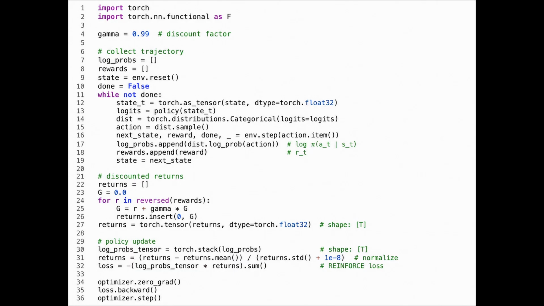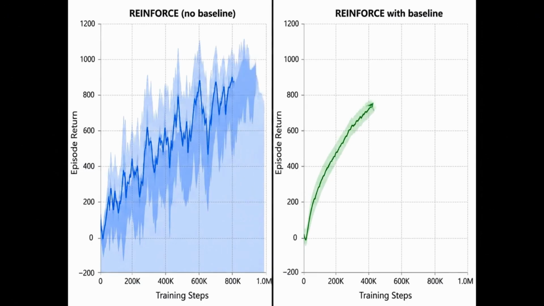In code, this is deceptively simple. You run your policy, collect a trajectory, compute the total return, and update. In Python: loss = -torch.sum(log_probs * returns), loss.backward(), optimizer.step(). The negative sign is because we're doing gradient ascent on J, but optimizers do gradient descent on a loss. That's REINFORCE. Simple, elegant, and, as we'll see, with a serious variance problem.